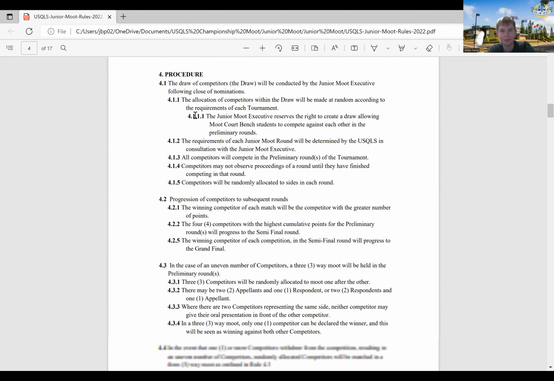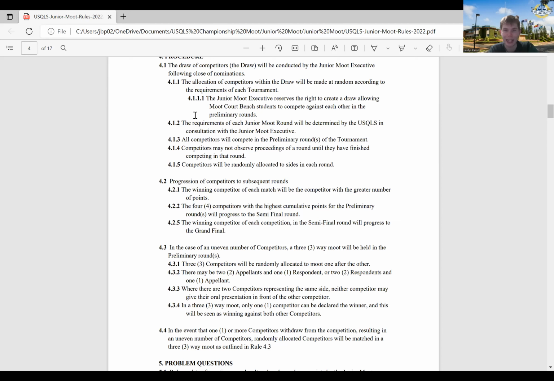But pretty much, as I mentioned in the email, we need 8 people to run a semi-final round, which will be 4. So essentially, the winning competitor of each match will be the competitor with the greater number of points. But how we're going to have it go through will be the 4 competitors. If we're doing semi-finals, it'll be the 4 competitors with the highest points from preliminary rounds 1 and 2 who will progress through in a round robin style. So it'll be 1 versus 4, 2 versus 3, and the winners progress to the grand final, pretty much.